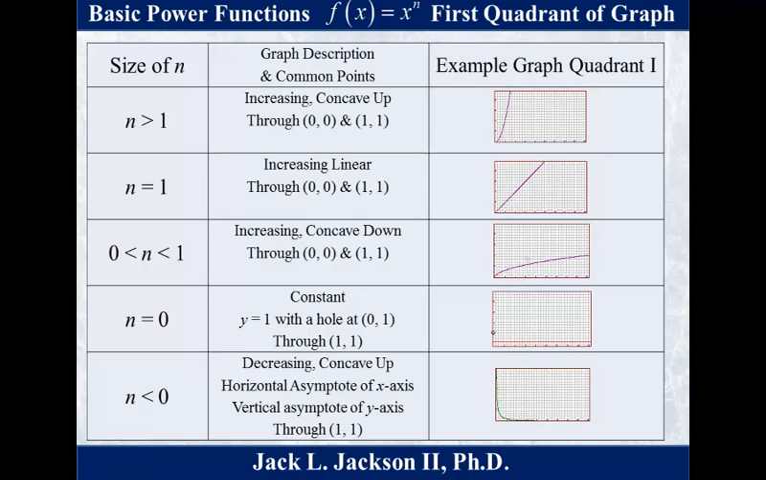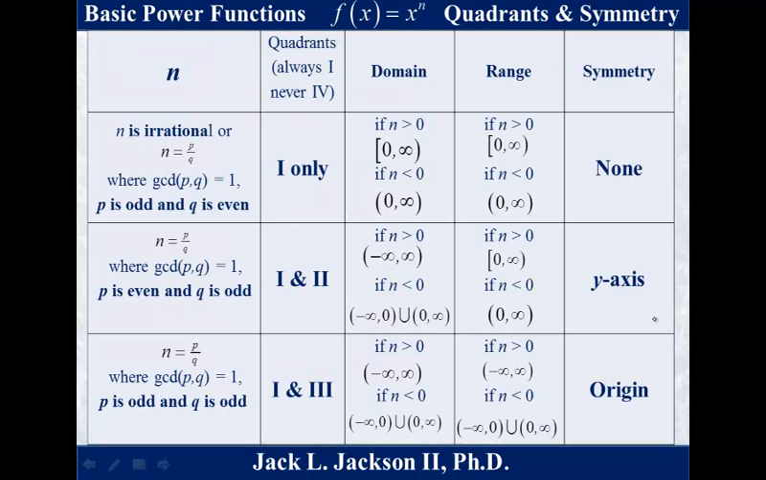Whereas if n equals 1, then it's just y equals x. We know that's a straight line, so it's increasing but linear. And if n is greater than 1, it's increasing in the first quadrant, but concave up, going through (0, 0) and (1, 1), but does it in a concave up manner. So those are the 5 different basic graph shapes you can see for the first quadrant of the graph. Now what does the rest of the graph look like? Well, it depends on what type of power n is, and that's given by this table.